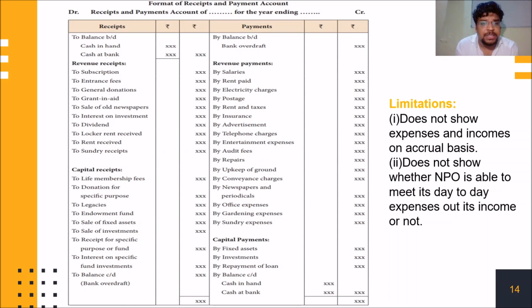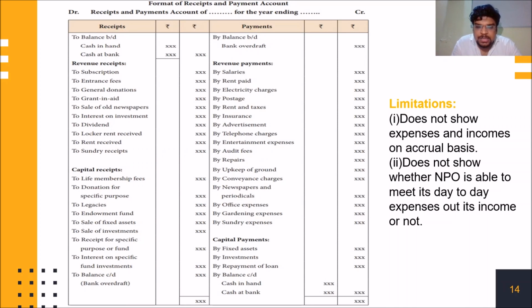Now, like we studied about the receipt and payment account, it includes both revenue as well as capital expenditure, and revenue as well as capital receipts. So capital receipts will be mentioned here, like life membership fees, donation for a specific purpose, legacies, endowment fund, sale of fixed assets, sale of investments, receipt for specific purpose or fund, interest on specific fund investments. Okay, but here we can see in the payment side as well, capital payments means capital expenditure, fixed assets, investments, repayment of loan.